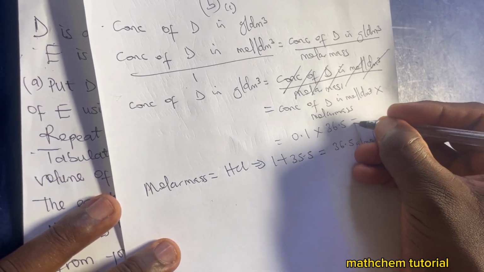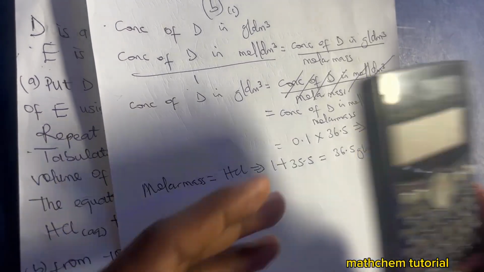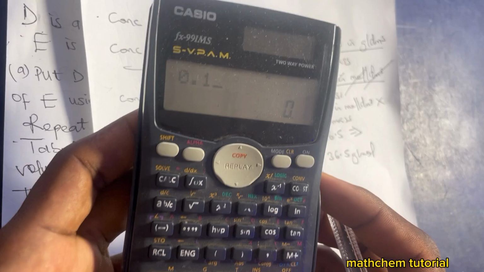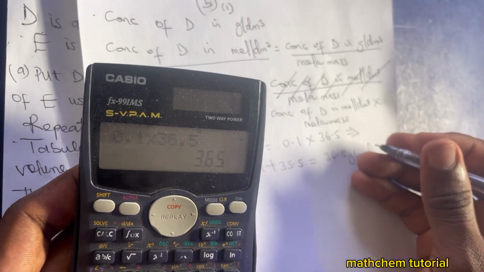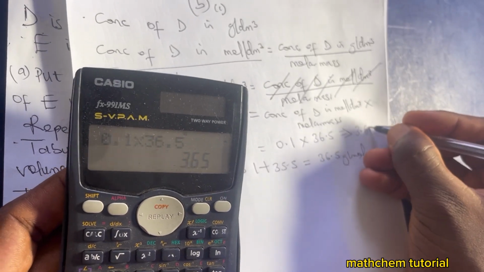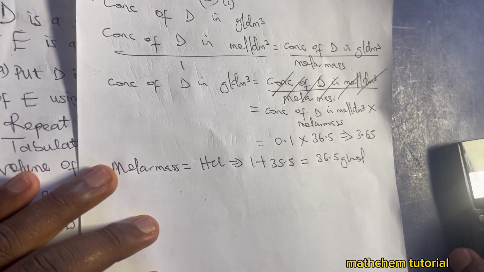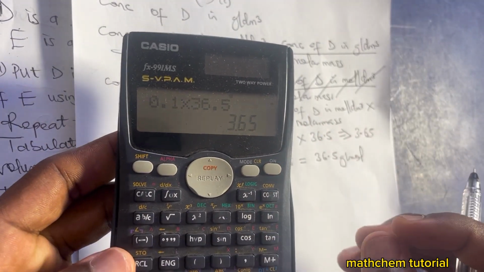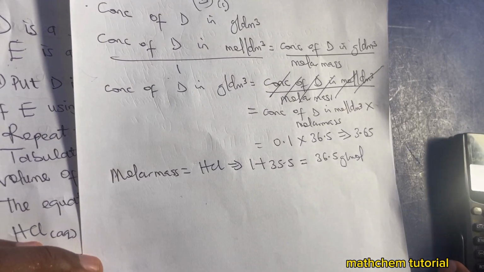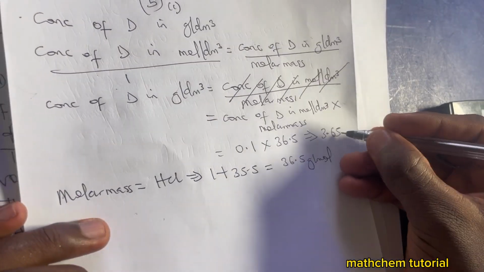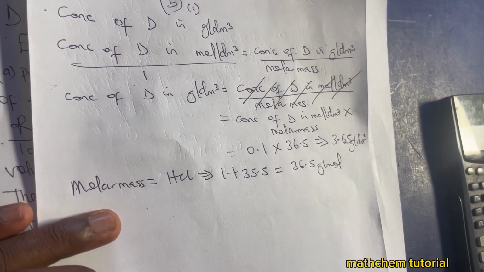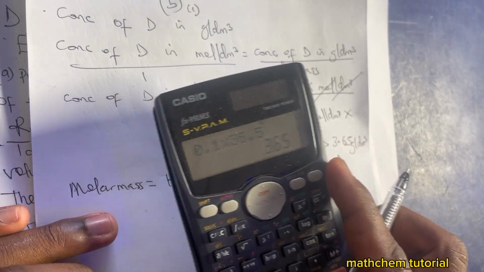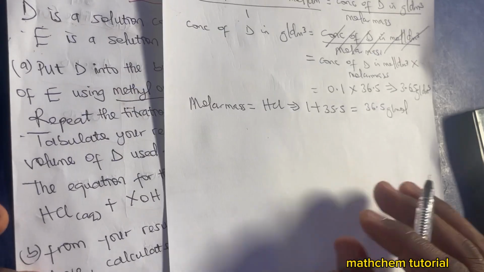So by the time I do the calculation, it's 0.1 times 36.5, and that gives me 3.65 gram per dm cube. So that gives me 3.65 gram per dm cube. Okay, so I think I've done the first one.